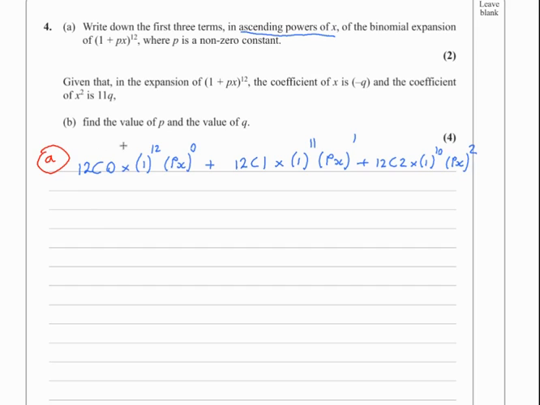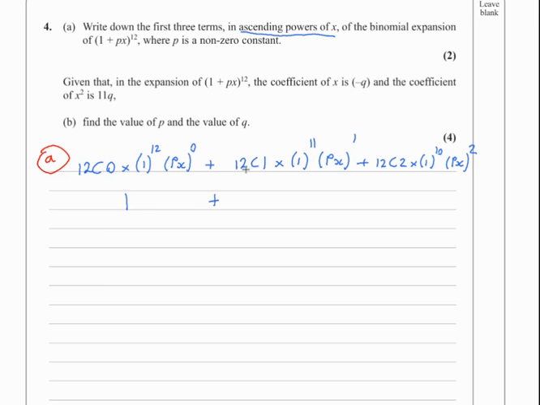Okay, now it's time to simplify everything. Well, 12 choose 0 is 1. Anything choose 0 is 1, but you can also use your calculator. 1 to the power of 12 is also 1. And (px) to the power of 0 has all been raised to the power of 0, and anything to the power of 0 is equal to 1, with the exception of 0, of course. So that first part is 1.